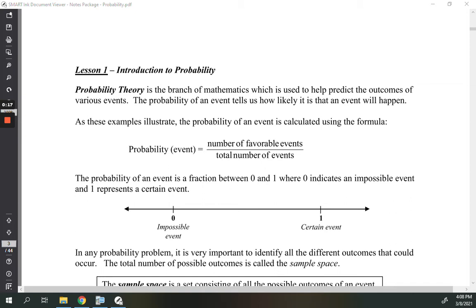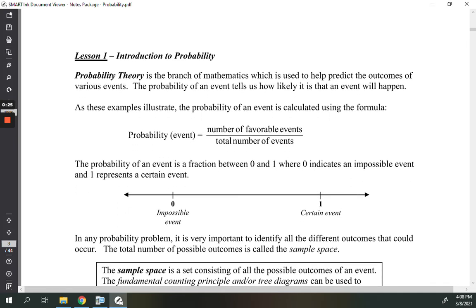Probability is the branch of mathematics which is used to help predict the outcomes of various events. Probability tells you how likely something is going to happen. Here's the equation that we use for it. The probability of an event is the number of favorable events, or whatever you're looking for, divided by the total number of events possible. Often I shorten it to say probability is equal to whatever you're looking for, divided by the complete total possibilities that you have.